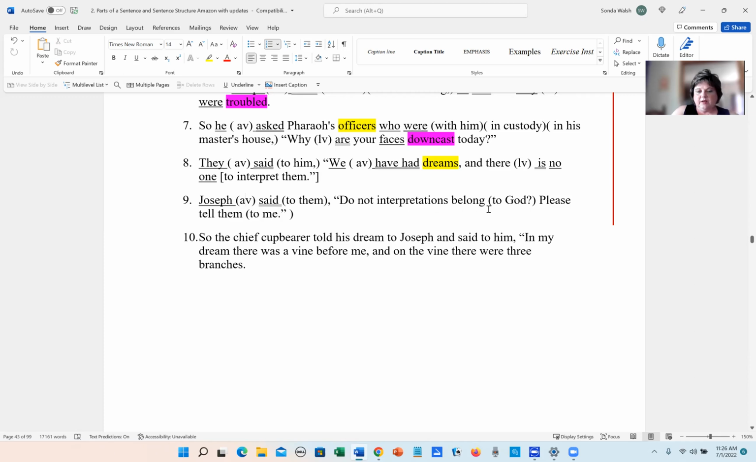Do not interpretations belong to God. So interpretations is our subject. Underline that once. Do belong is our verb. We'll underline that twice. Okay, do belong is an action verb. So interpretations do belong who, do belong what. And we don't have anything that answers that because this prepositional phrase here ends our sentence. So we do not have anything in that sentence. So let's come to the next part.